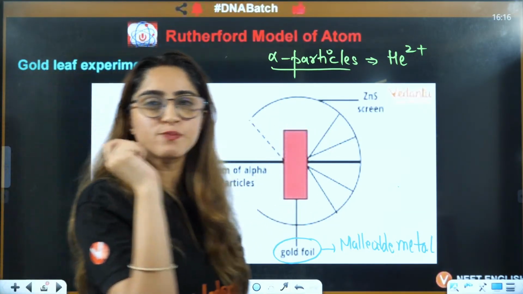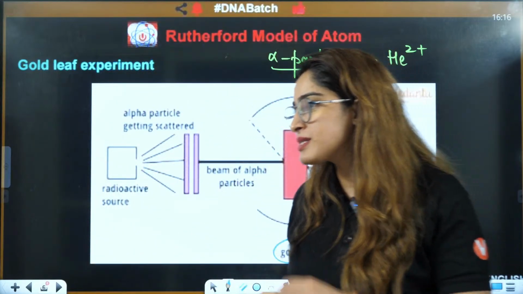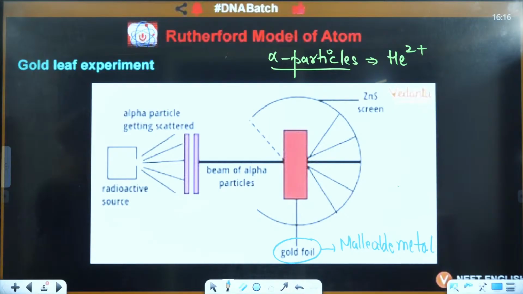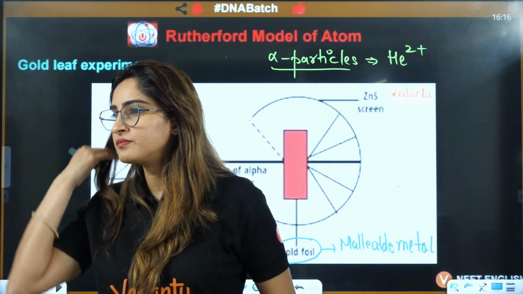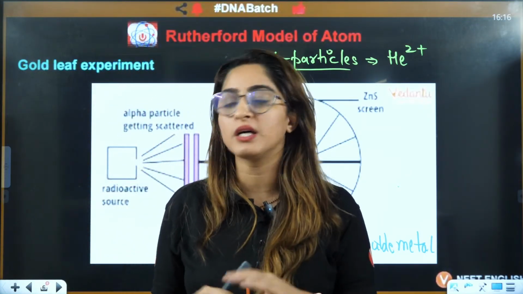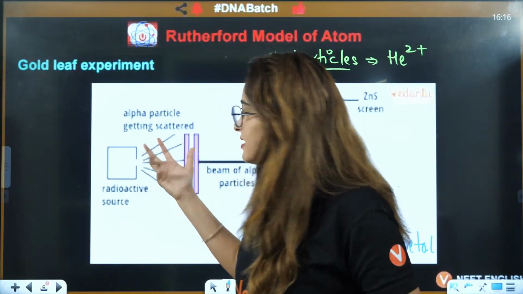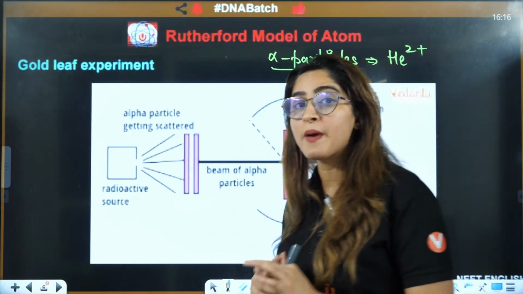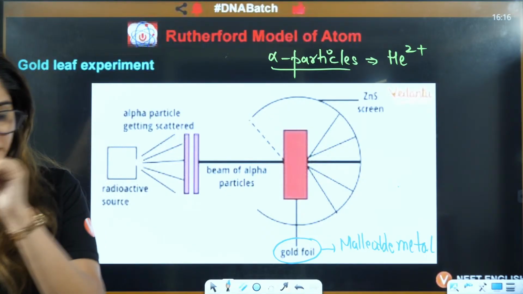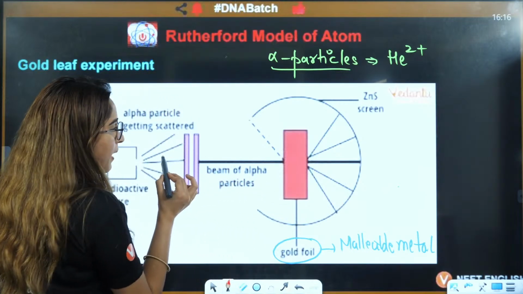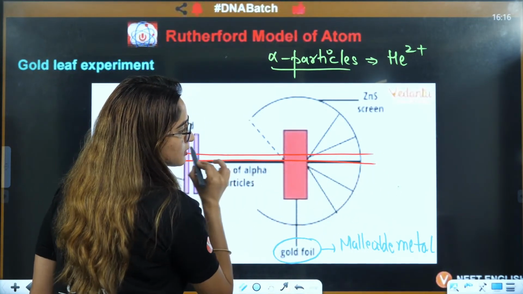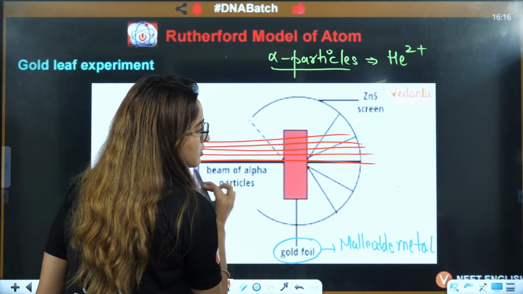Now, what was the expectation of Rutherford? Any student here, what was the expectation from this experiment? The expectation was very simple: these alpha particles will pass straight through, right? This was the expectation.